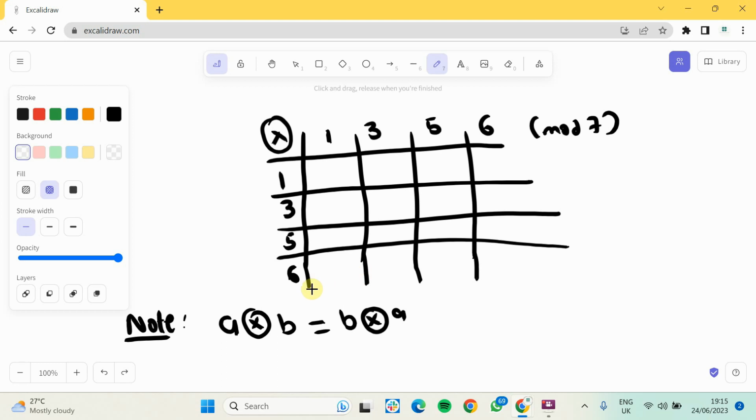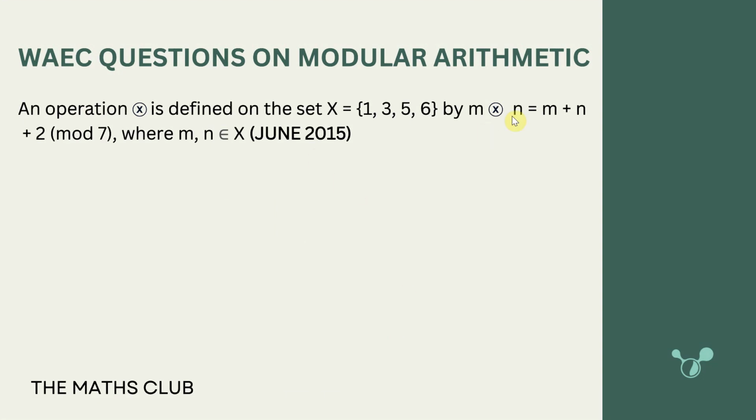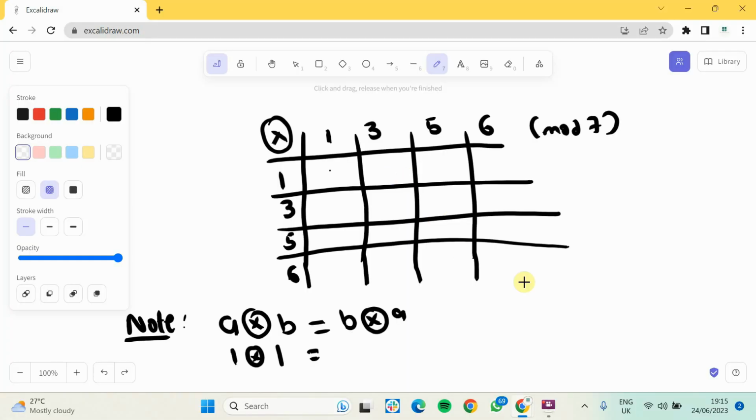Now let's solve. Like I said, we'll start with 1 star 1 to get this value here. We need to operate on this value and this value because this is where they intersect. So the two values that will feed into that place are this 1 and 1. What is the definition of the operation? m star n is equal to m plus n plus 2.